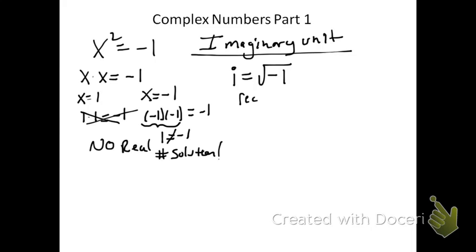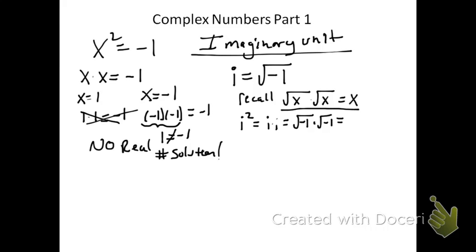If you recall, if I have the square root of a number times the square root of that number, I just get the radicand. So if I have i squared, really that's like i times i. Based on the definition, that's the square root of negative 1 times the square root of negative 1, which I just get the radicand, negative 1. So what I'm telling you is, if I have the imaginary unit squared, I just get negative 1. This is a property that we're going to use over and over again when we simplify using the imaginary unit.